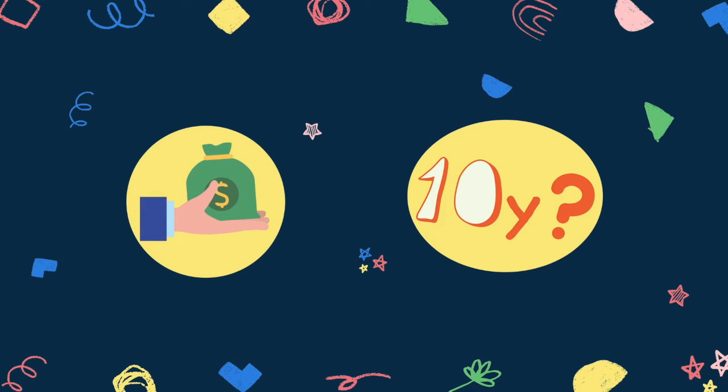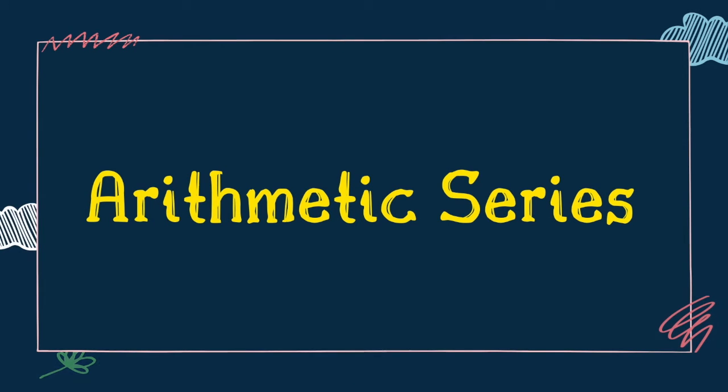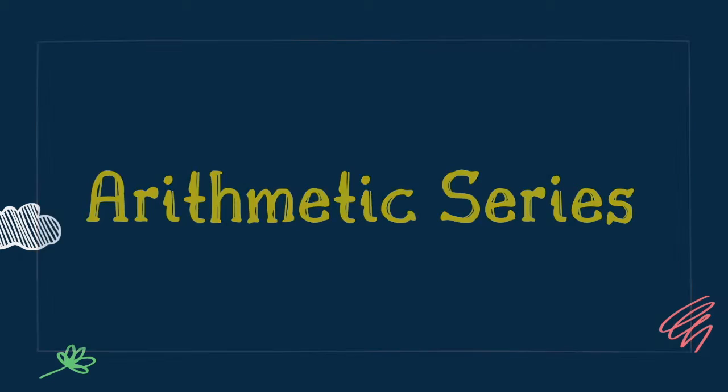If we start to deposit a fixed amount of money to our bank account every month starting from now, what will be the total amount of money that we will get after 10 years? Can you count it? Actually, this is an example of an arithmetic series. An arithmetic series is a sequence of numbers, with the difference between consecutive terms being constant.